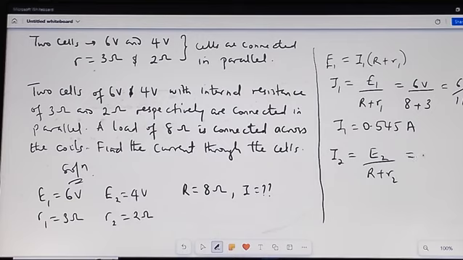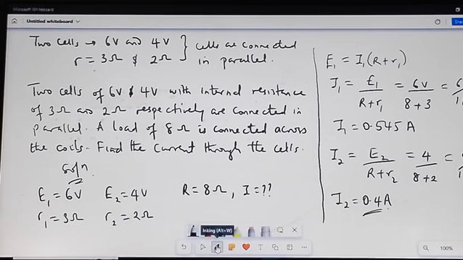For I2, that will be equal to E2 all over R plus R2. What is E2? That's the second EMF. It's 4 volts. Load resistance is 8. R2 is 2. So we have 4 over 10. That leaves us with I2 to be equivalent to 0.4 ampere. So it's that simple. It's actually not a difficult topic. Just understand the formula, remember the formula, and you can do exploits on this. So let me wipe this off and see if we can handle another one or two problems, then we move on.